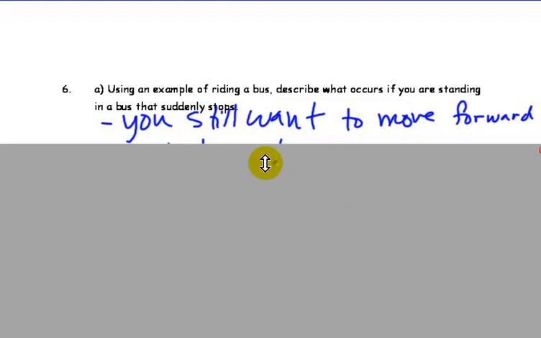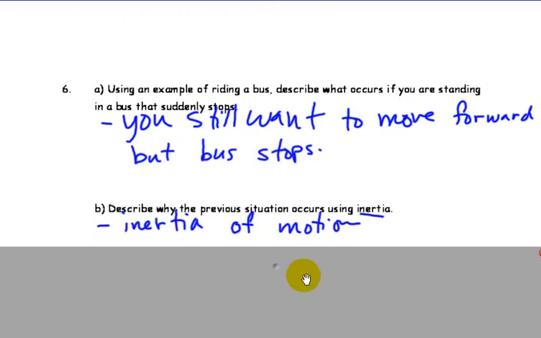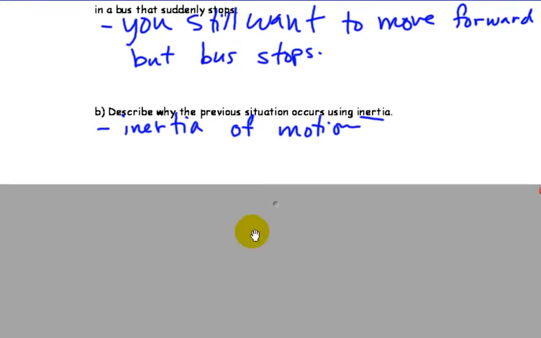Use an example of riding a bus again. Describe what occurs if you were standing in a bus that's moving, then all of a sudden it stops. So you are moving and your body wants to continue moving. If the bus comes to a stop, you continue to move. So it looks like you're flying forward on the bus, where actually, a guy standing on the sidewalk just simply sees you moving forward at the rate you were moving, but the bus is stopped. So again, the two different observers on the bus or on the street would see two different things, but really it's the same motion. That is referred to as inertia of motion.